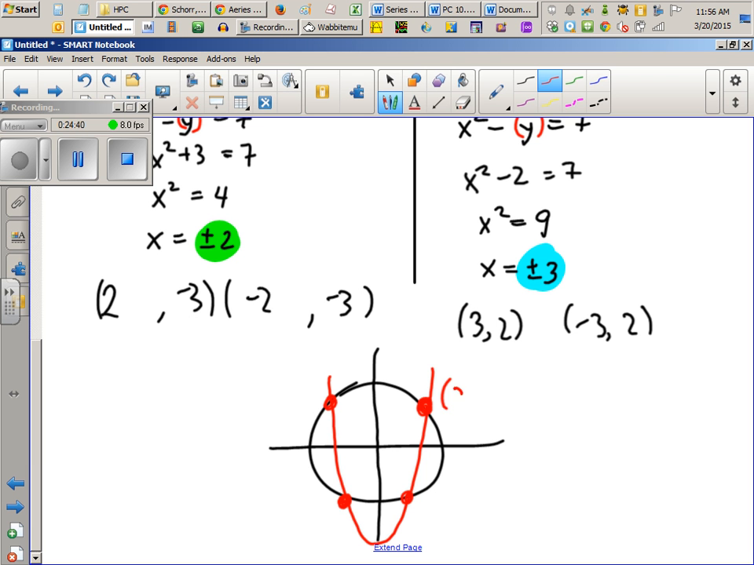Obviously, this would be the point 3, 2. This would be the point negative 3, 2. This would be the point negative 2, negative 3. And this would be the point 2, negative 3. And that's just the way it looks in the end. But you can't really estimate by graphing, right? Okay, so that time I did sort of a subtract, which is like elimination.